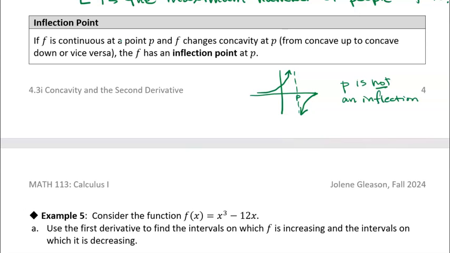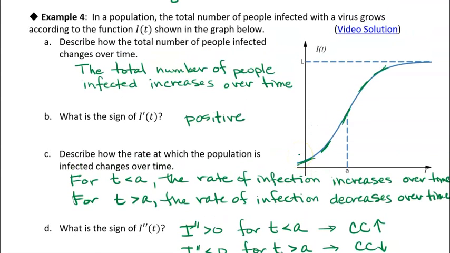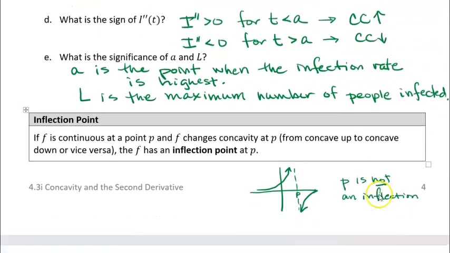Okay, so this definition only holds for a continuous function. If you go back and look at this example up here, you can see that this point right here at A, where it changes concavity, would be an inflection point, right? It's continuous at that point, and it changes from concave up to concave down. So that would be an inflection point. Inflection point. Sloppy writing, but that's okay. All right, inflection points.